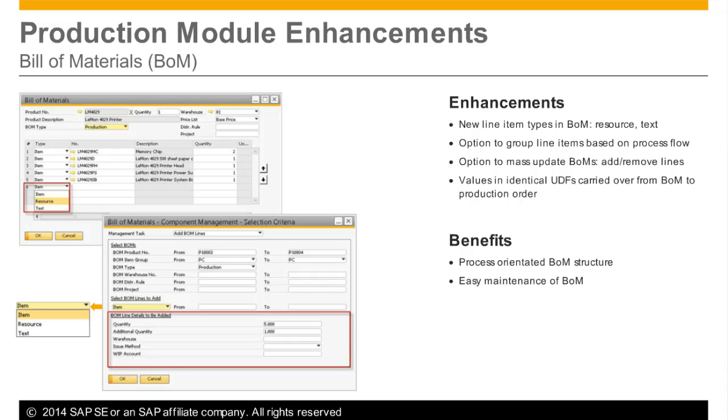Values of user-defined fields on bill of material will be carried over to production order. This will enable further customization. With bill of materials component management, it is possible to mass update bill of materials. Items, resources, or texts can be added via one step to several bills of materials. This will make the maintenance of bills of materials easier.